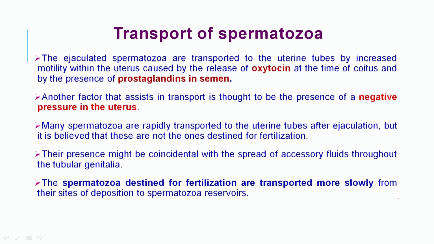Many spermatozoa are rapidly transported to the uterine tube after ejaculation, but it is believed that those spermatozoa are not the ones taking part in fertilization. The spermatozoa which take part in fertilization move slowly, while the spermatozoa which move very fast and first are involved in the dissolution of the mucous membrane present on the tract. The spermatozoa destined for fertilization are transported more slowly from their site of deposition to the spermatozoa reservoir.